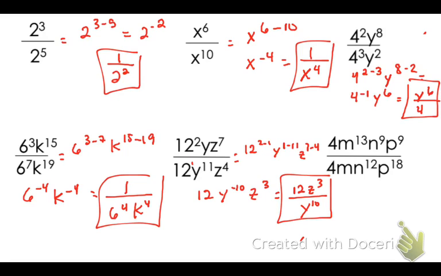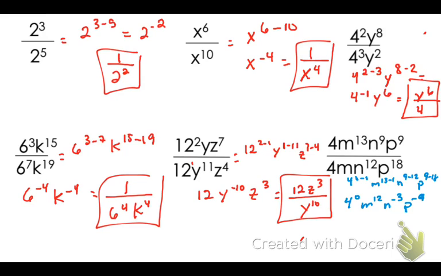And then the last one, I'm going to change the color so it doesn't mix. Same thing, 4 to the first power and 4 to the first power, so that's just 1 minus 1. That gives me the 0 that I talked about the other day. And then we're left with m to the 13th power minus 1, n to the 9th power minus 12, and p to the 9th power minus 18. I'm going to clean this up. This gives me 4 to the 0 power, m to the 12th power, n to the negative 3, and p to the negative 9. Again, rewrite this with the reciprocal for each negative power.